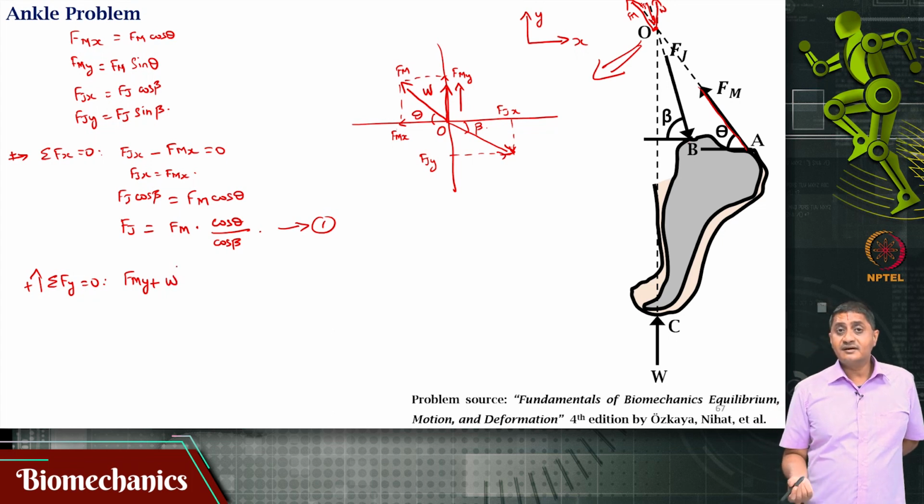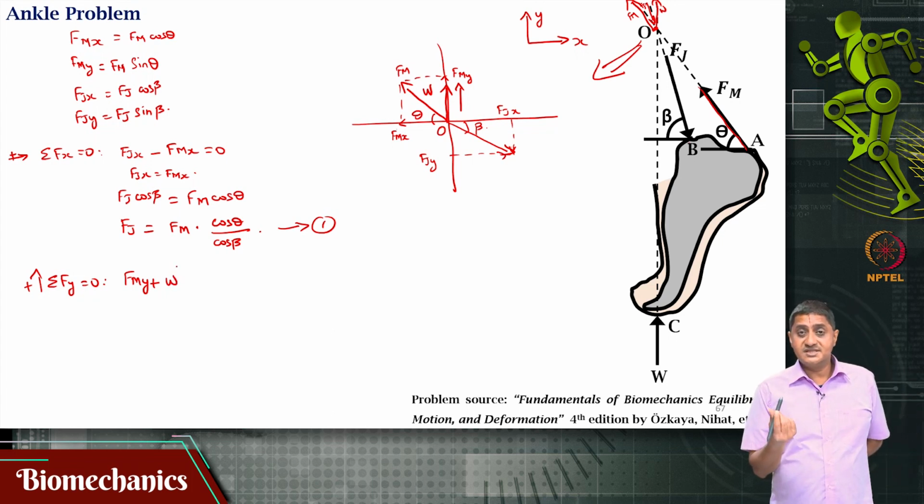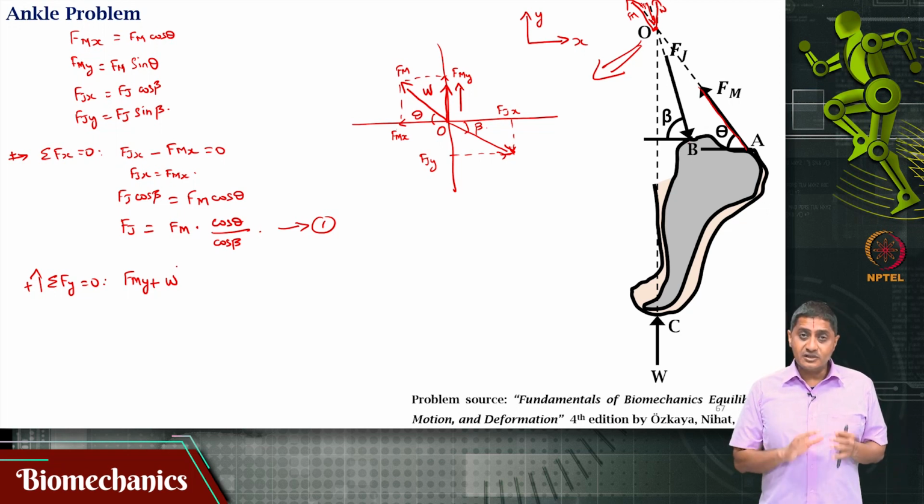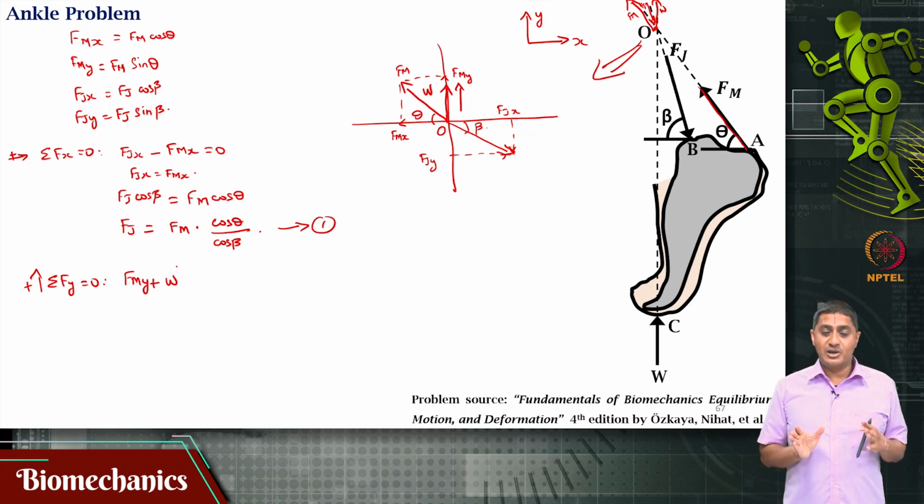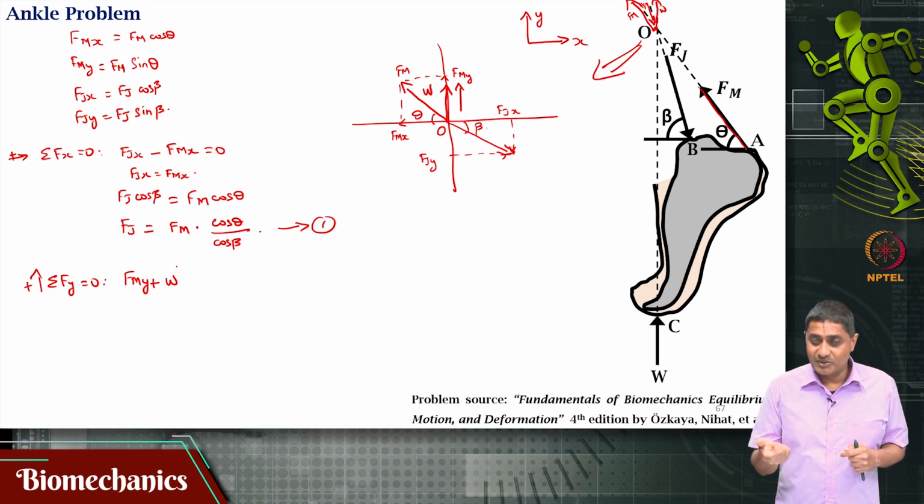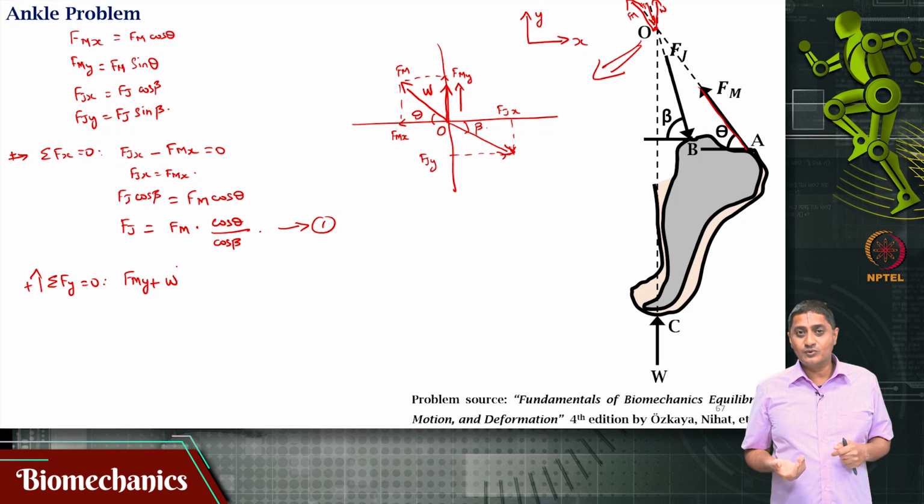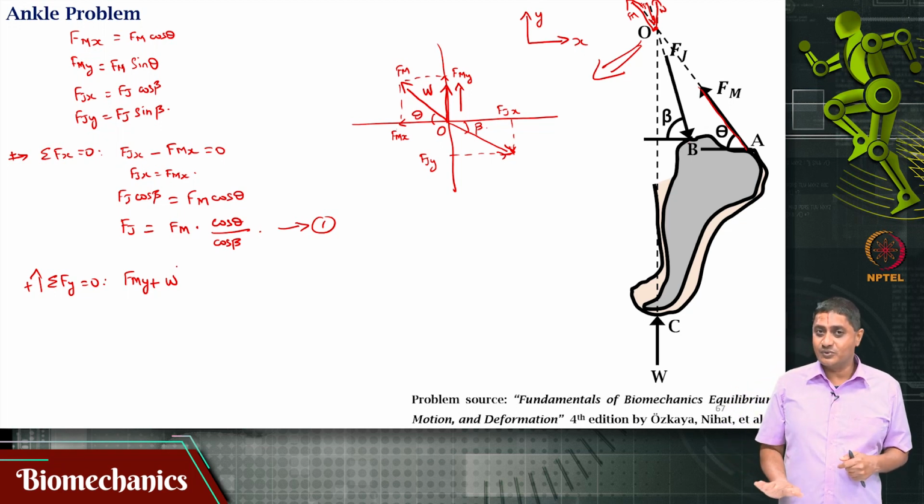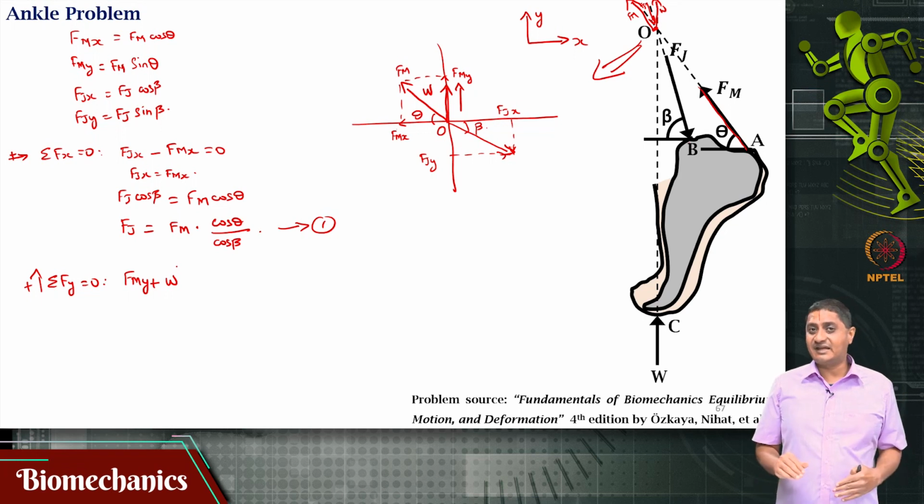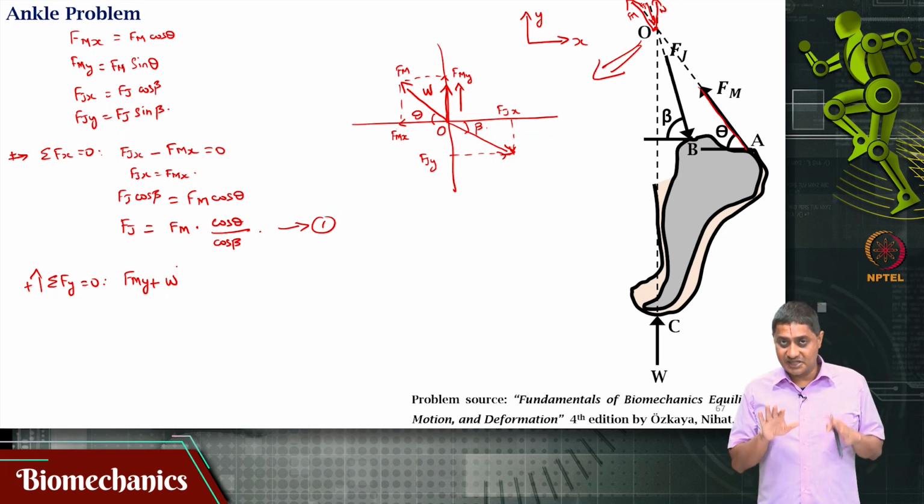W is the ground reaction force. This is the force that is applied by the ground on the toe. This is not the weight of the body. Numerically, it is equal to the weight of the body, but it is acting from the ground to the body. In other words, it is acting in the positive y direction, not the negative y direction. The weight of the body is acting in the negative y direction.